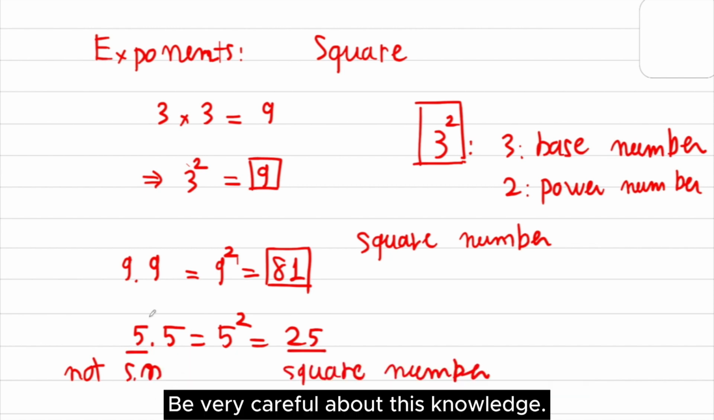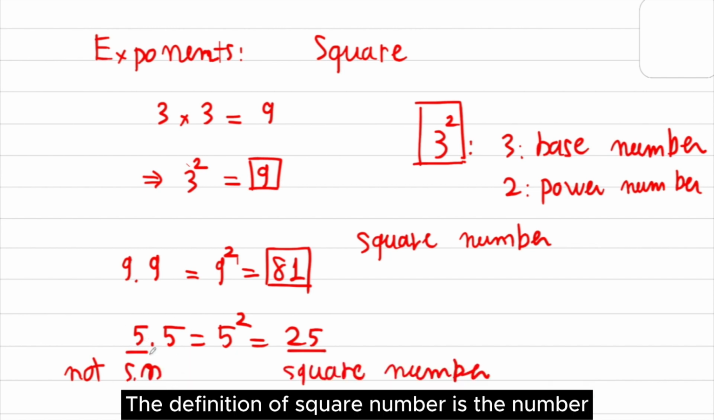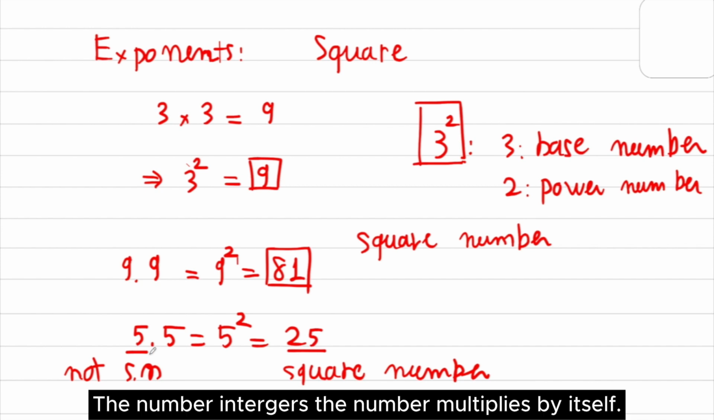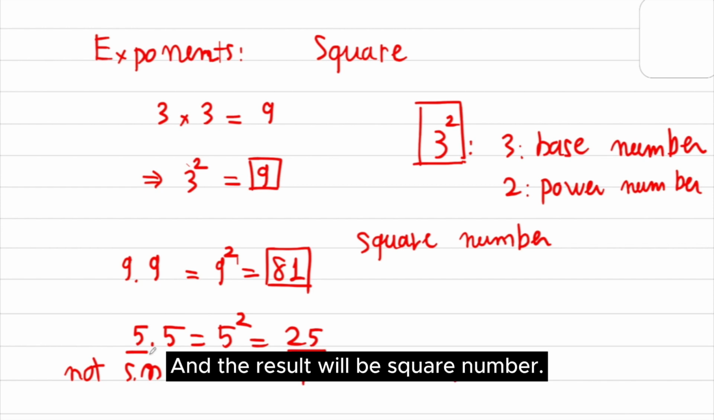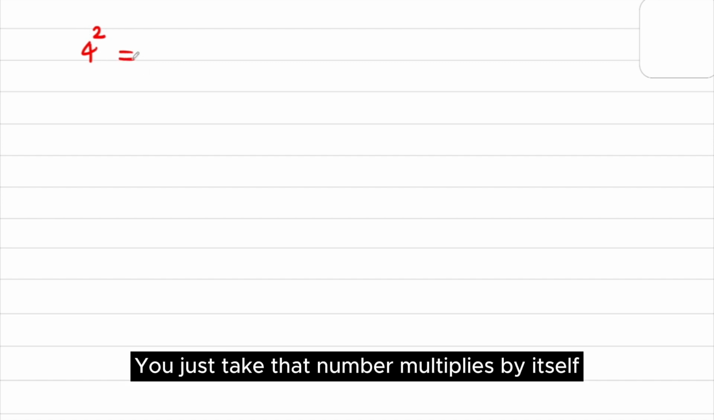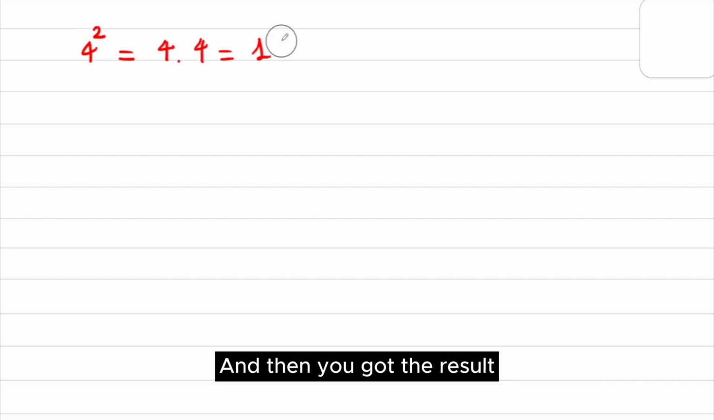Be very careful about this knowledge. The definition of a square number is the number you obtain after you take an integer number multiplied by itself. The result will be a square number. This operation is very easy: when you have an integer number and a square, you just take that number multiplied by itself, and then you get the result.